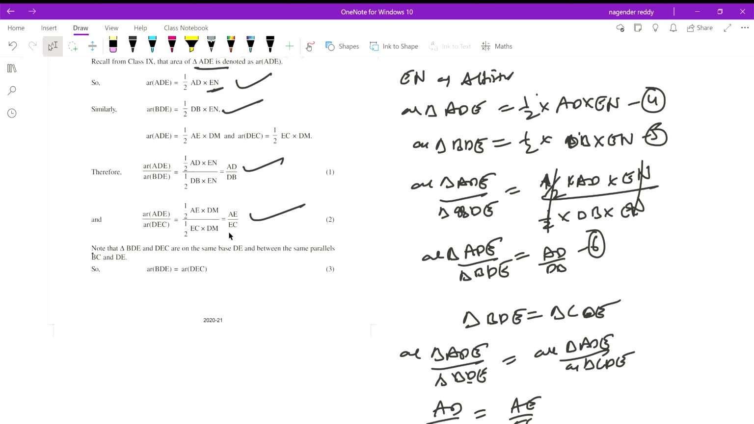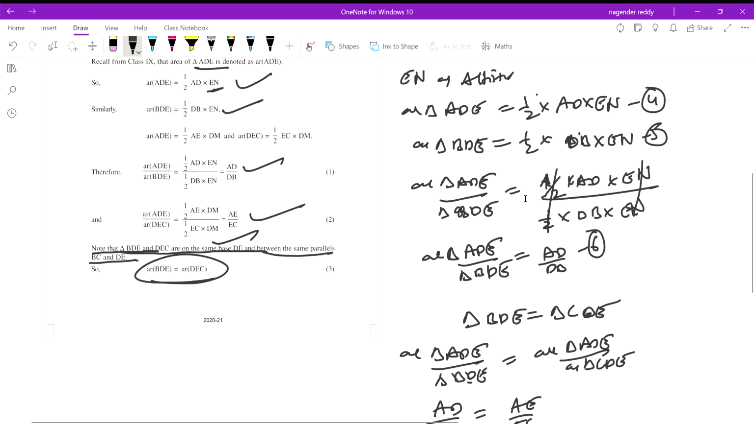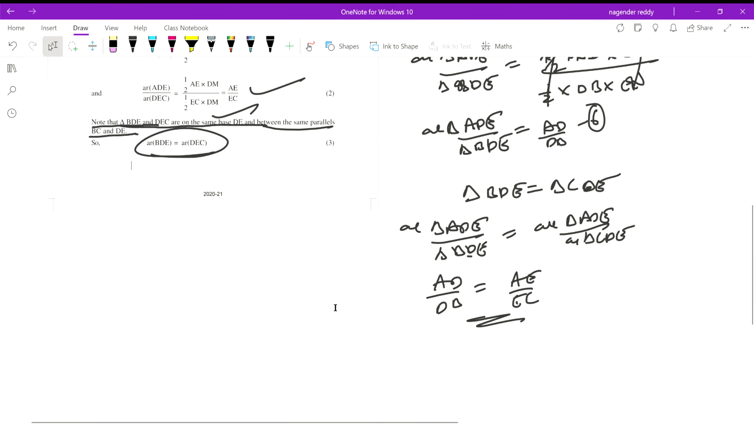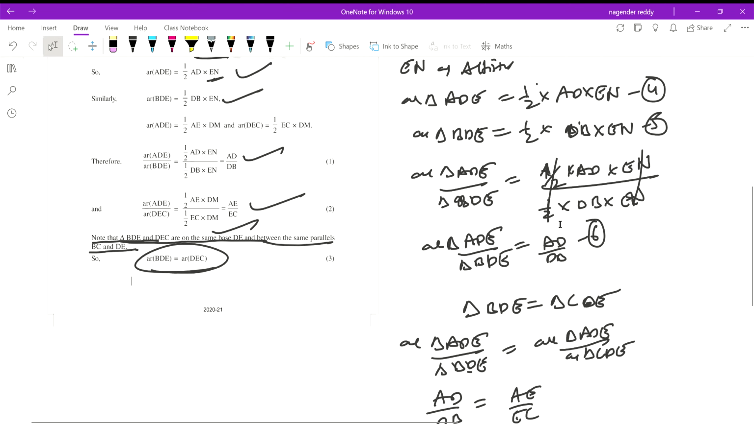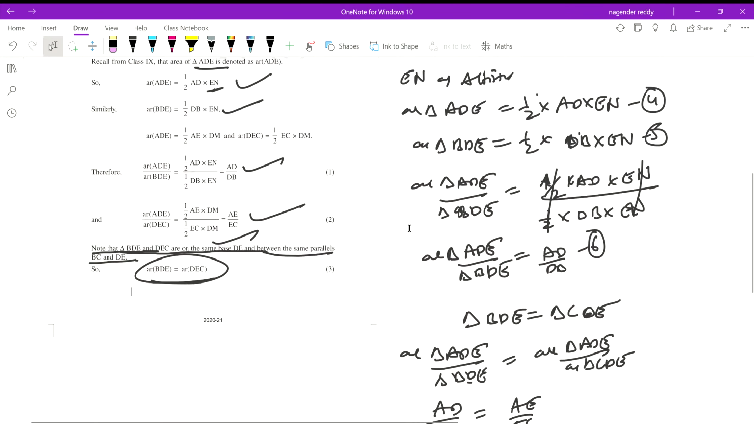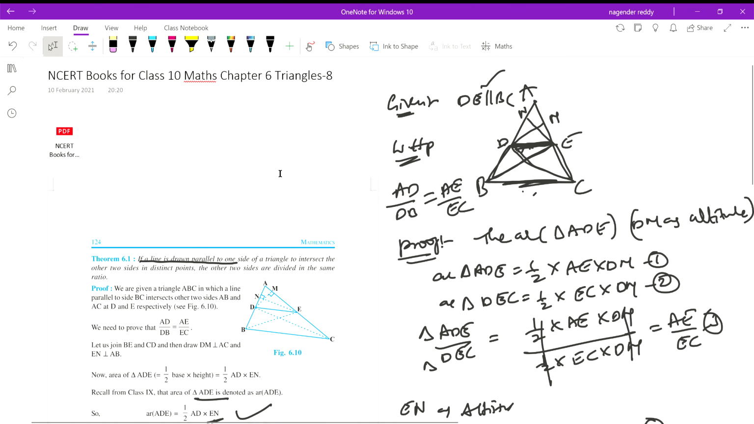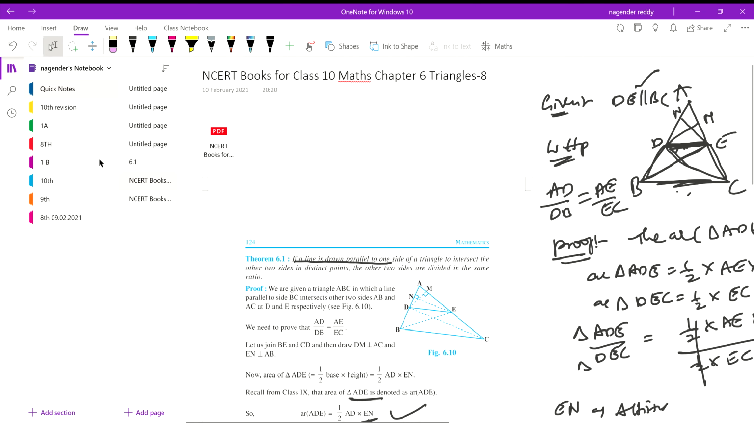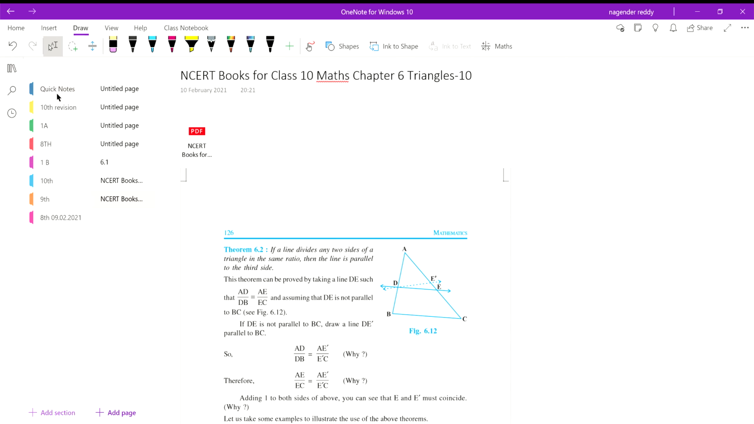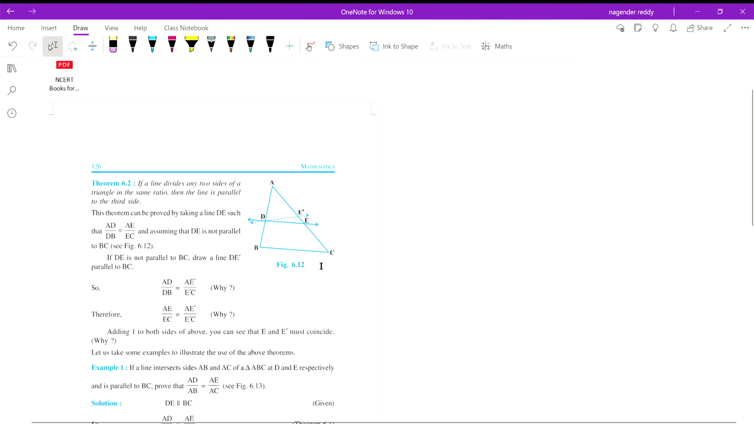Now you can observe, note that the triangles BDE and DEC are on the same base DE, and between the parallel lines BC and DE. Yes, correct. Based on this, these two are correct. So from there we can conclude that AD by DB is equal to AE by EC. So this is the concept of the basic proportionality theorem. And let us go for the converse basic proportionality theorem.